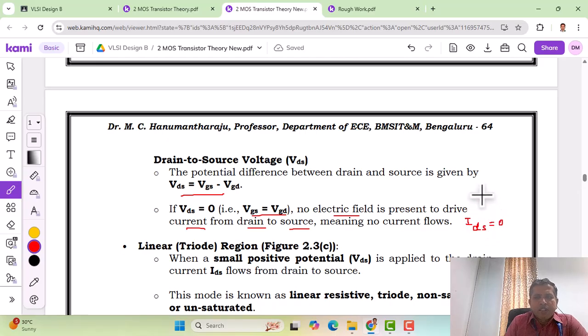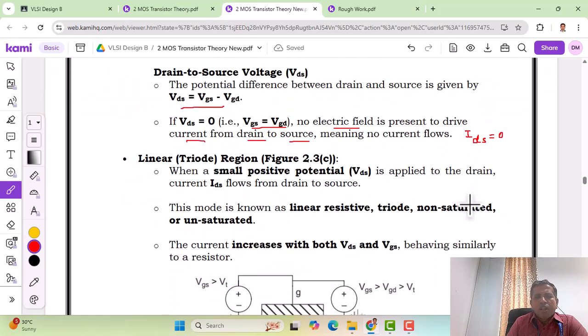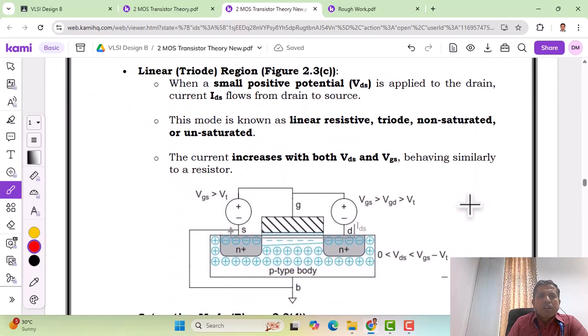This is the second level of operation. In the third mode, we will see that, in the second mode, we have seen that a channel has been formed, but there is no current flow. But here current flow exists, and this is the third level of operation, called the linear mode or triode region of operation, and the required diagram is shown here.